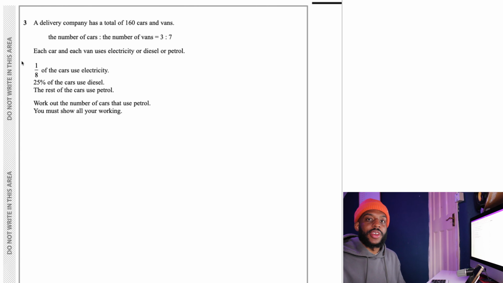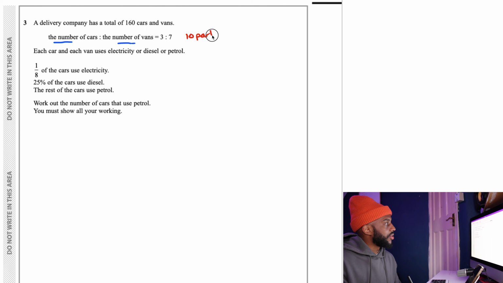In this question, we're going to be looking at ratios, fractions, and percentages. So the first step here is to look at the ratio that we're given. So the number of cars and number of vans is in a ratio of 3 to 7. So we add that 3 and the 7 together to give us 10 parts. And then we're going to do 160 divided by that 10 parts to give us how many vehicles, cars or vans, each part represents.